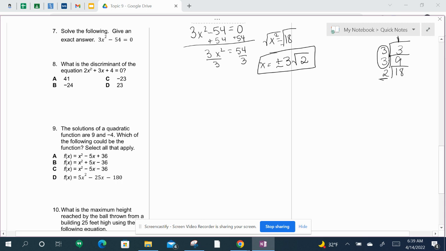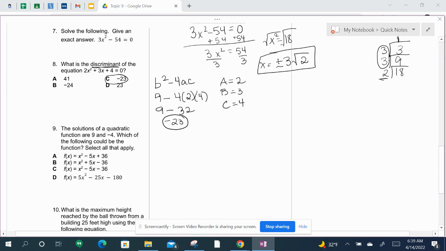Number 8 says, what is the discriminant? That's that special part of the quadratic formula that tells us how many answers we're going to have. And the discriminant is just the part that says b squared minus 4 times a times c. So in this case, I'm just going to start by writing down my a, my b, and my c. A is 2, b is 3, and c is 4. And so b squared, 3 squared would be 9, minus 4 times a, which is 2, times c, which is 4. And I end up getting 9 minus 32, and 9 minus 32 is negative 23.